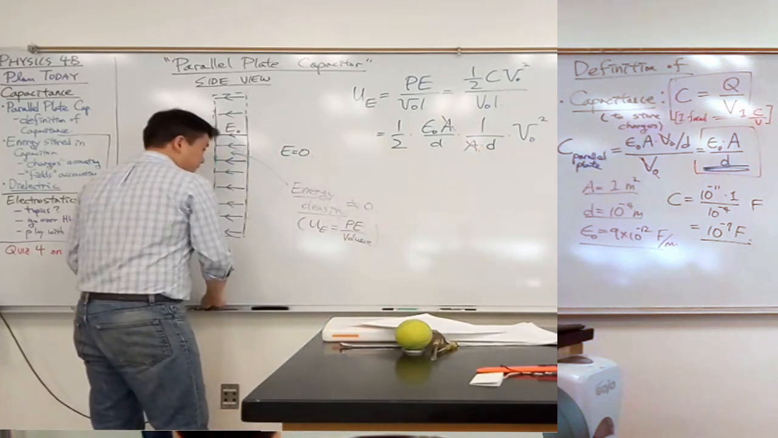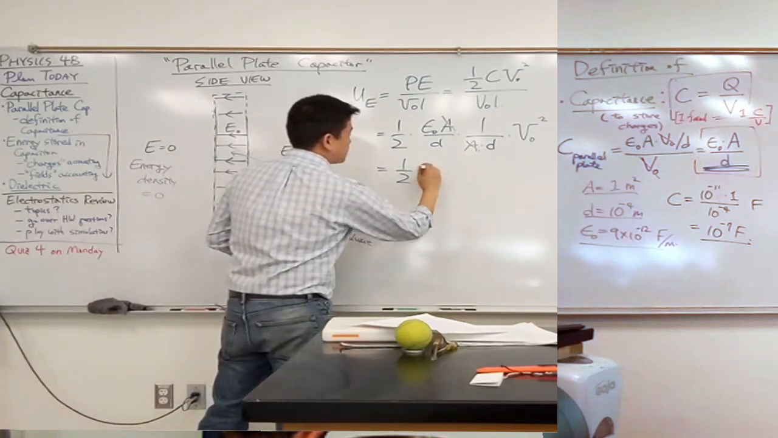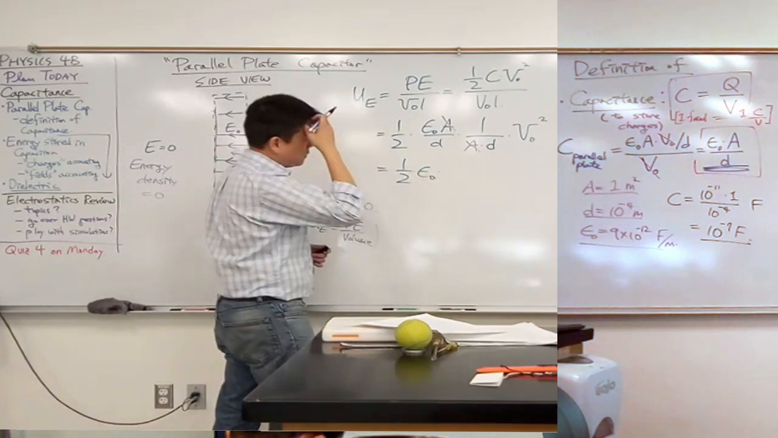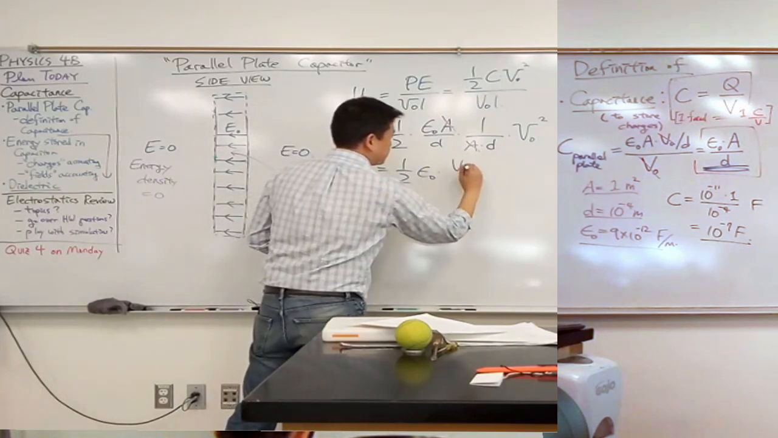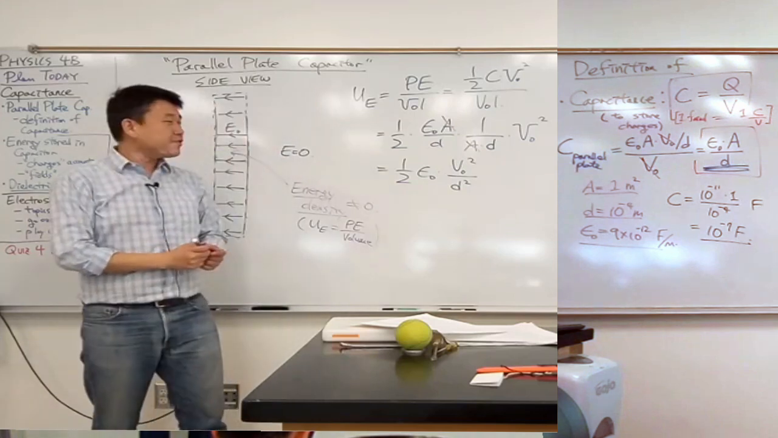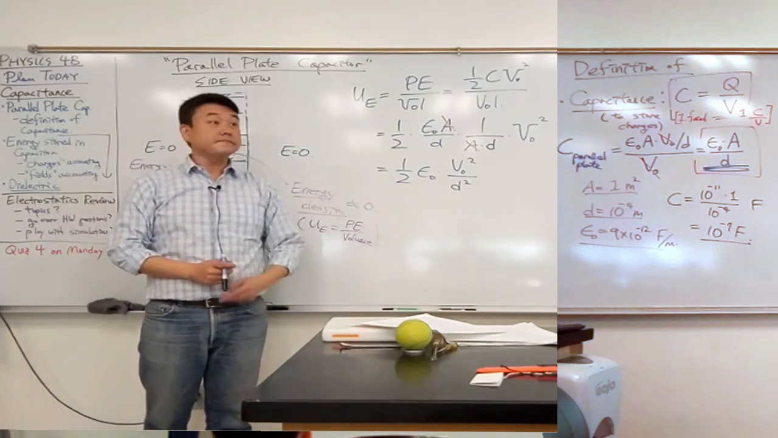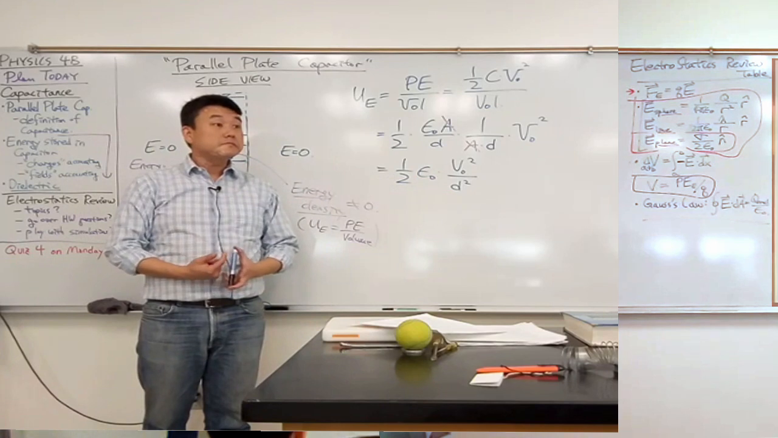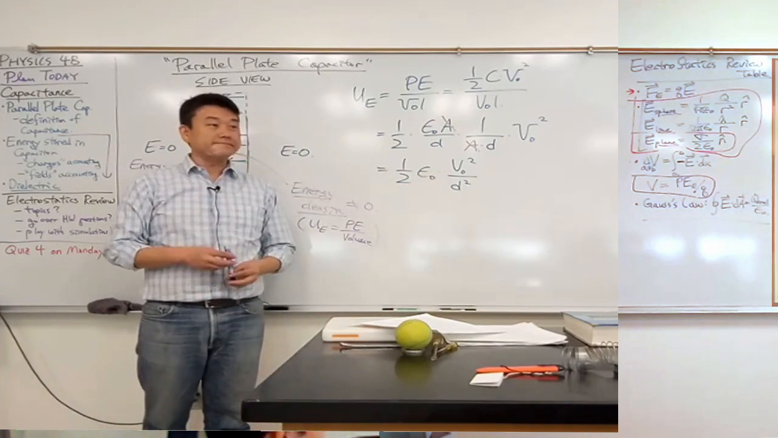So that just ends up being something like one half epsilon naught times, let me group them together, V naught squared divided by d squared. What do you think this is equal to? V naught over d. Crystal, what's V naught over d equal to? I thought you were saying something.